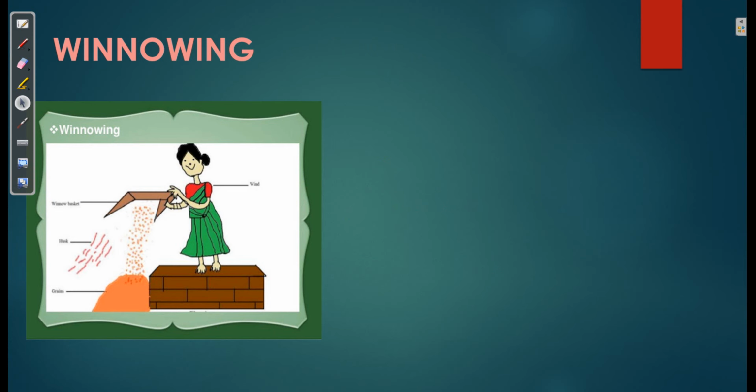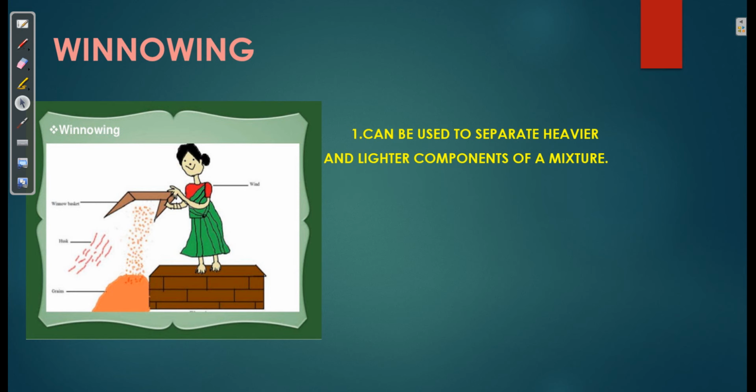The next method is winnowing. In this method, you can see an image of a lady who is having a winnowing basket. All of you can see this. This lady is carrying a winnowing basket, and she has taken a small amount of grains into this winnowing basket and she is standing on a height. Let me show you with this marker. Here you can see she is standing on a height and she is pouring these grains down.